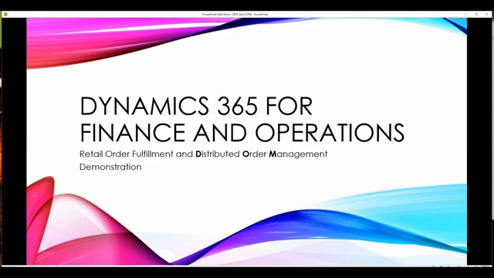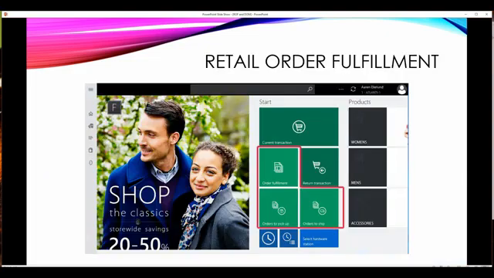In this demonstration, we'll take a look at the retail order fulfillment and distributed order management capabilities of Dynamics 365 for finance and operations. Retail order fulfillment is a set of POS operations that allow a store to manage customer orders. You have separate operations to support segregation of duties. For example, you could have employees that are only allowed to ship orders but not perform any customer-facing transactions.